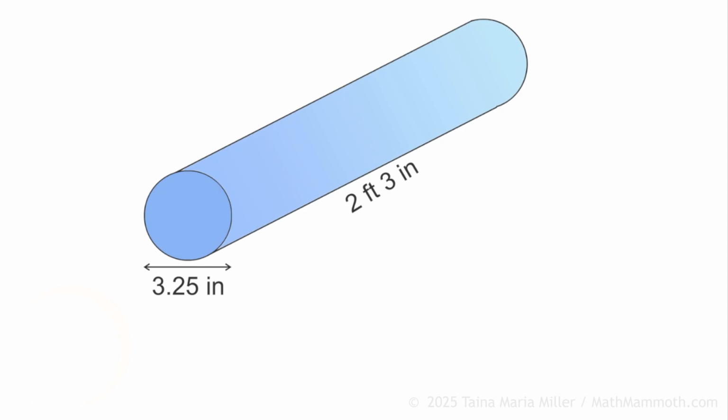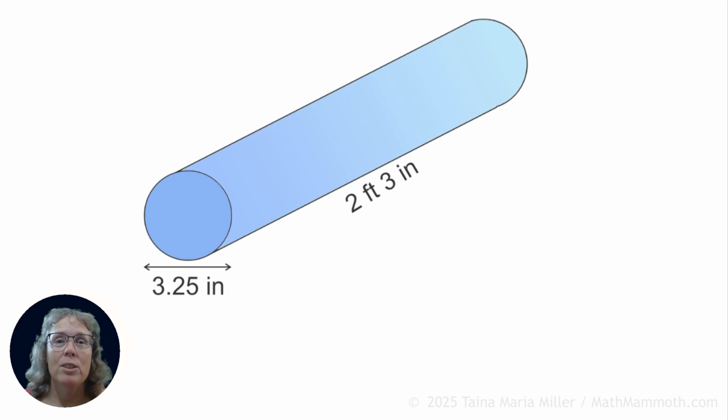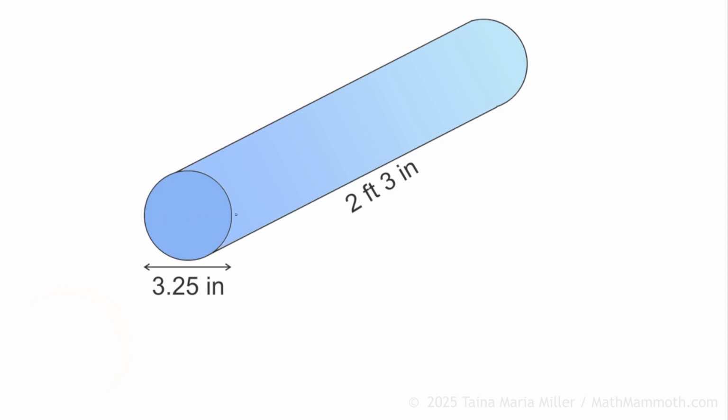Now let's do it together. What was the formula again? Something times something. Area of the base times height. Here we have a circle as the base, so we need to calculate its area. How do you find the area of a circle? This here is the diameter, but the area of a circle was pi r squared. This r is the radius, not this. This is the diameter. So we actually need half of that, the radius. The radius would be 1.625 inches.